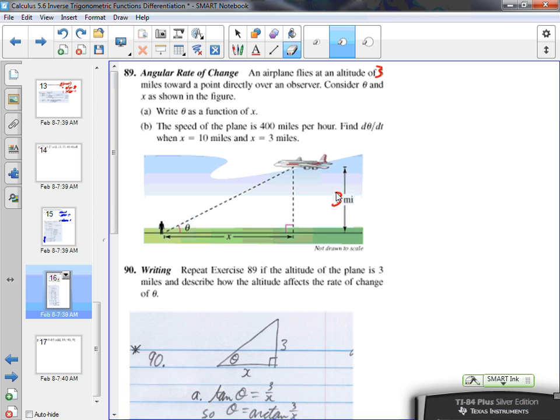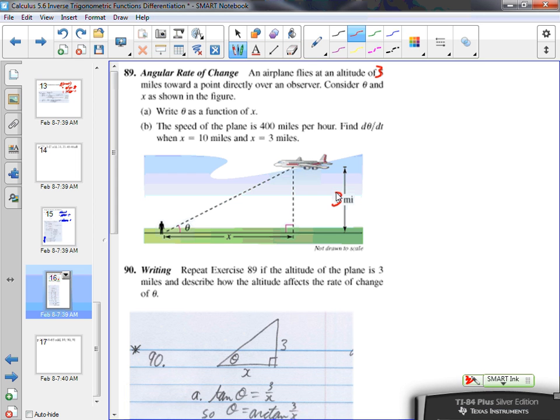And then x. X is the horizontal distance between the observer and the plane. Is that going to change? That's going to change. Okay? It's going to decrease until the plane gets directly over the observer, isn't it? So part A says write theta as a function of x.